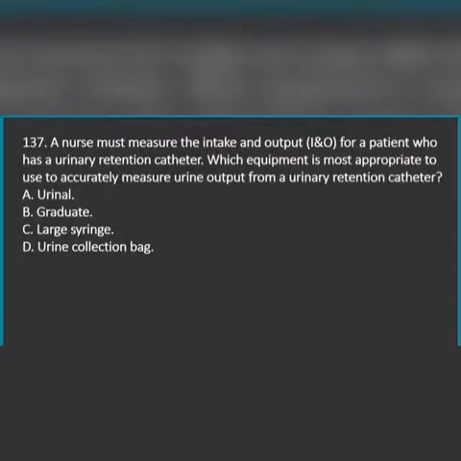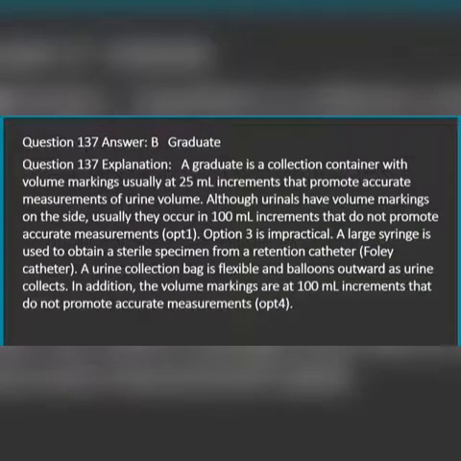Opt 4. Question 137. A nurse must measure the intake and output, I&O, for a patient who has a urinary retention catheter. Which equipment is most appropriate to use to accurately measure urine output from a urinary retention catheter? A. Urinal. B. Graduate. C. Large syringe. D. Urine collection bag. Question 137. Answer: B. Graduate.